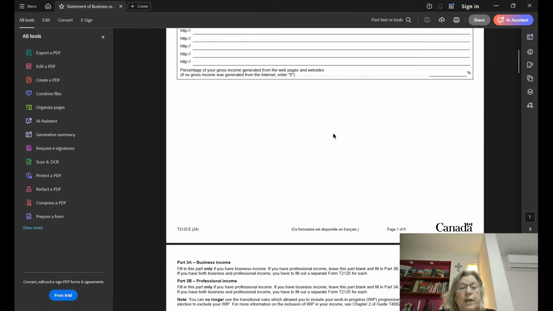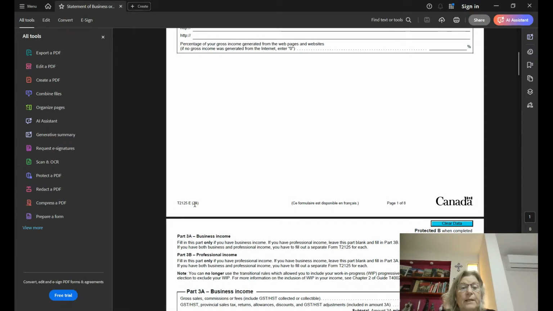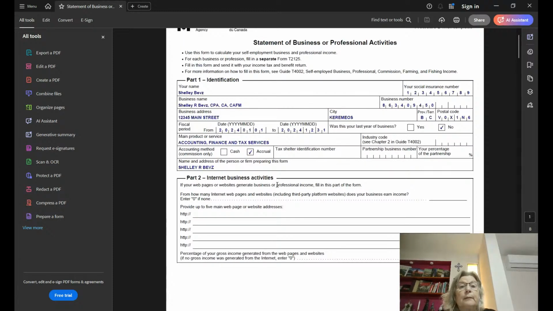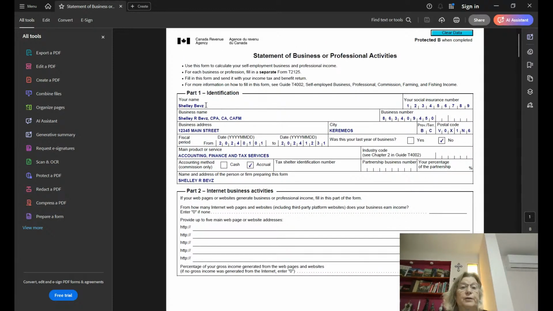I just want to check again, is this the correct form? Yes, it's a T2125 E24. So the first thing is your name. I've used my name here, your social insurance number. Now you must have your social insurance number or it will get rejected.